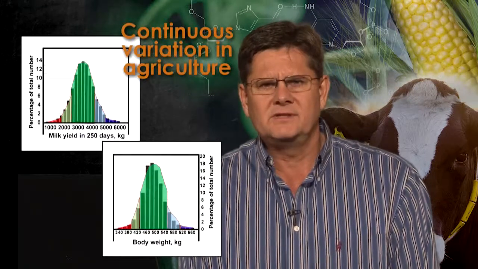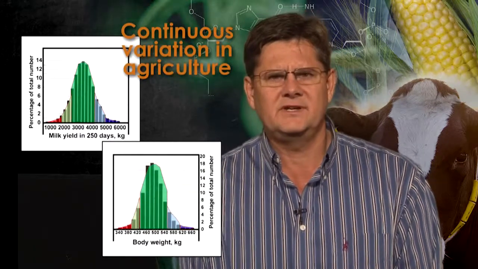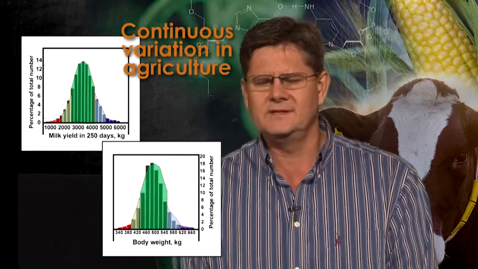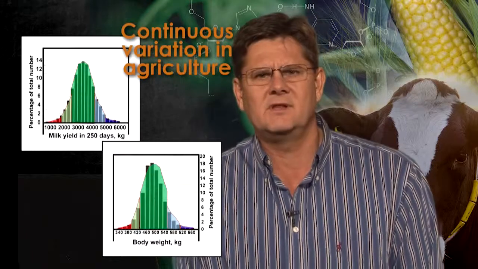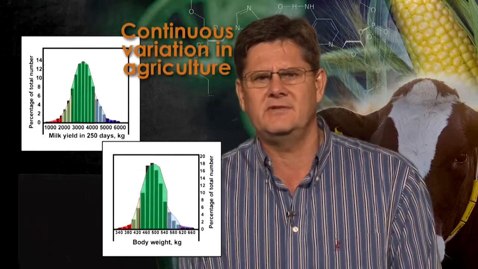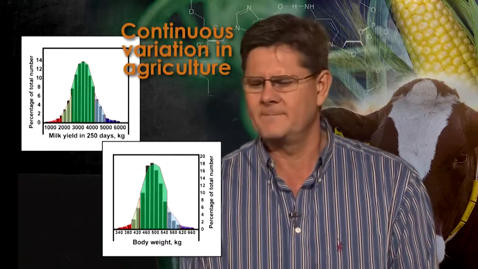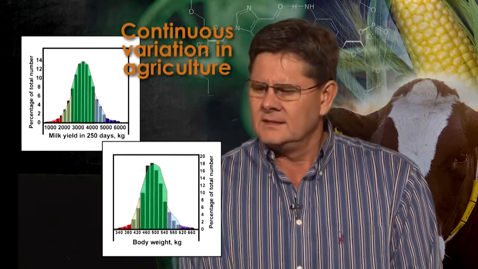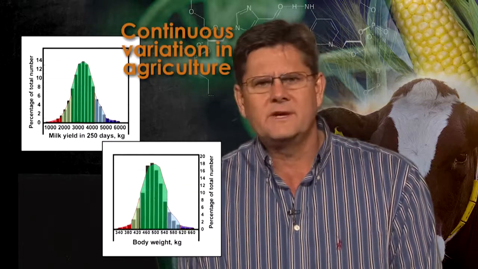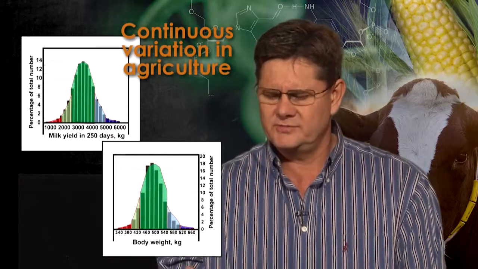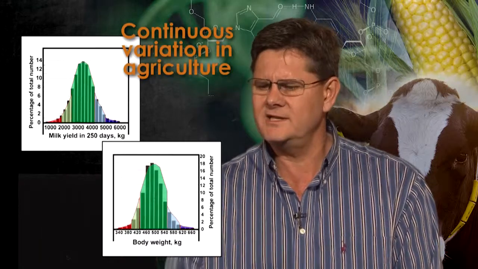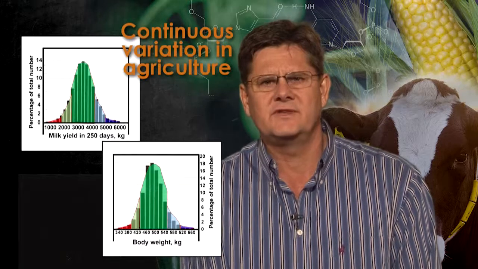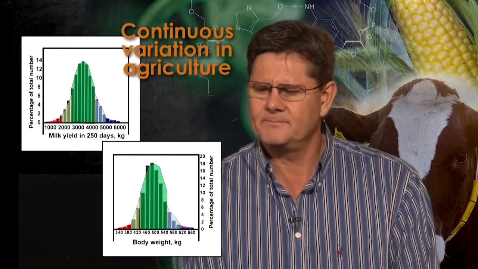To give you some examples, this is an application as we find it in agriculture. On the screen we have two graphs. The one is for milk yield, in other words the amount of milk produced by a dairy animal during a year, over 250 days, in liters. And on the right we have body weight. If you look at the distribution, we can clearly match the bell curve or normal distribution curve that was shown in the previous diagram.